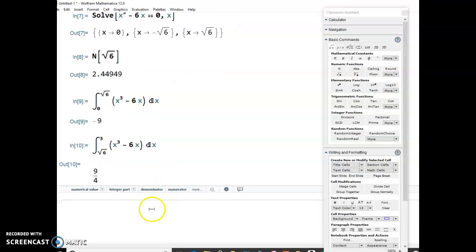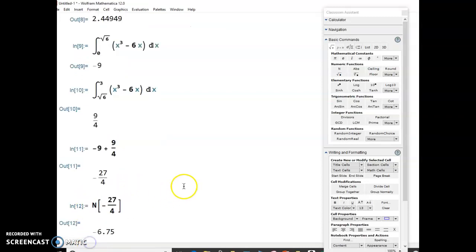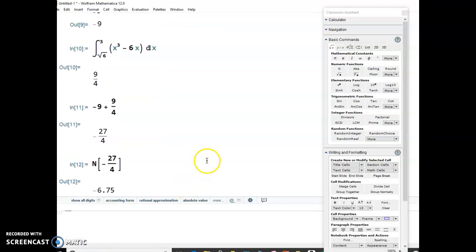So we say, okay, what is the value of -9 plus 9/4? And what is that value? The numerical value is -6.75.